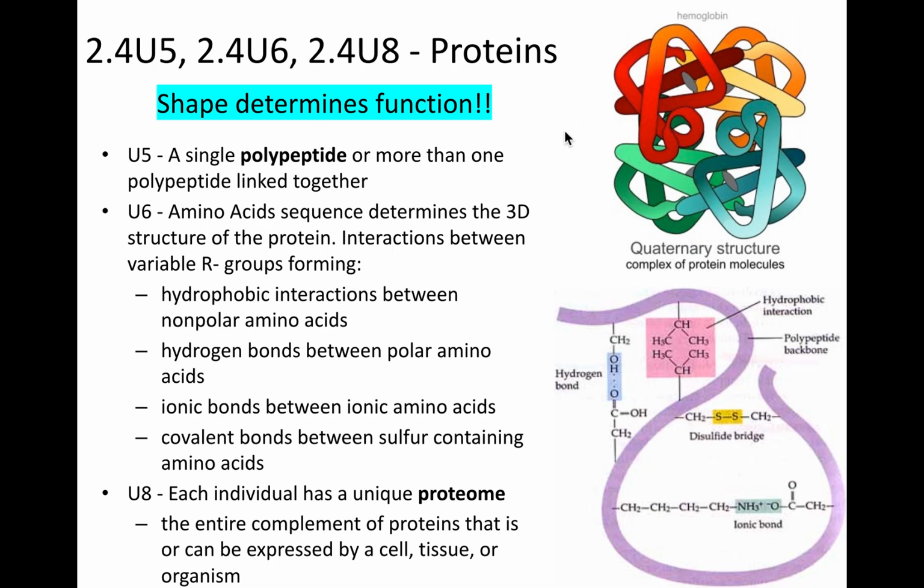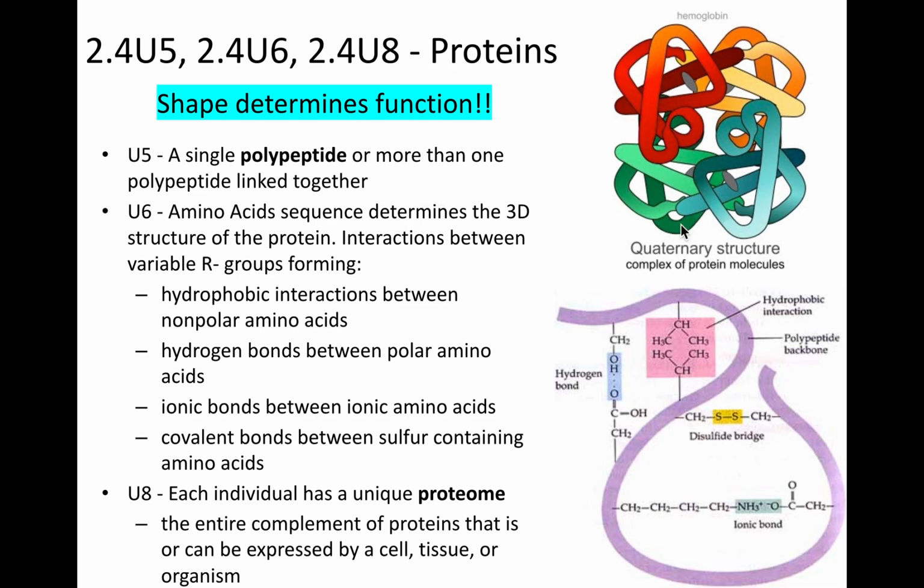So I bolded this here, shape determines function. And with proteins, this is the most important thing because proteins each have their own individual function, and that shape that they were coded for is what's going to be, or those amino acids, the combination of amino acids is going to create a certain type of shape, and then that shape can do its function. So a single polypeptide or more than one polypeptide linked together can be a protein.